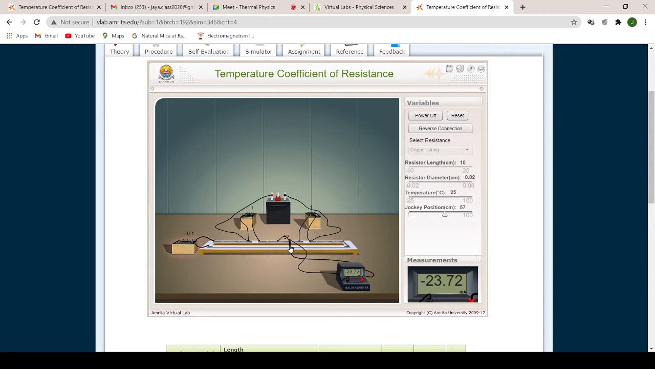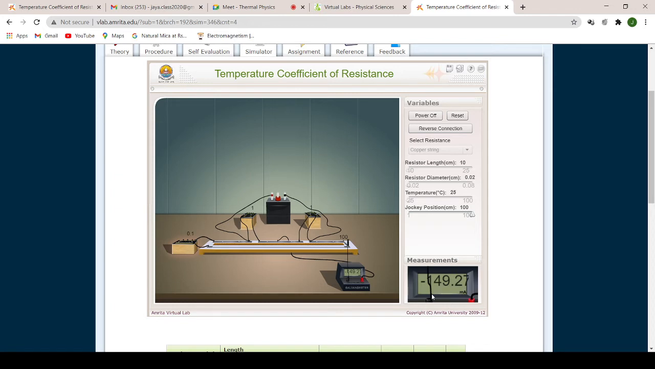Okay, so let us see what happens when I place it at one extreme end. On the left side, when the jockey is placed, it is showing 139.78. So the galvanometer is showing a deflection to one side. The needle is getting deflected to one side. Now when I place the jockey on the other side, it is showing a deflection of minus 149.